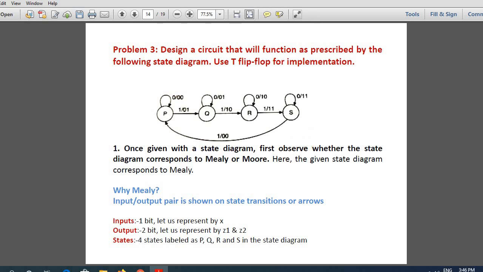Now, let us look at one more problem. Design a circuit that will function according to the following state diagram and use T flip-flop for implementation. It's again a Mealy model because you are given an input-output pair. Input has just 1 bit, you call it X. Output has 2 bits, you call them Z1 and Z2. There are 4 states: P, Q, R, S.